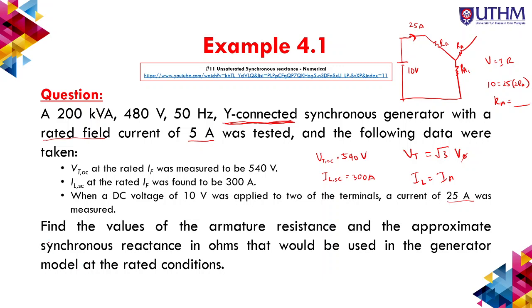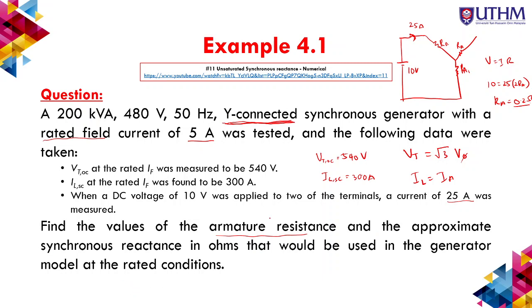So then we look at the first. Find the value of the armature resistance. So armature resistance, this is how we measure. Okay, can anyone calculate it? So 10 divided by 50 is 0.2 ohm, 0.2 ohm.